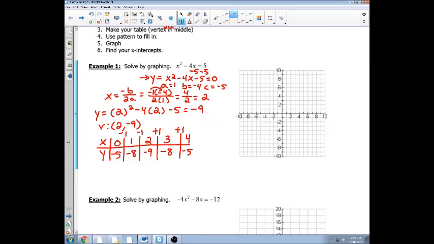Now this is where we're going to get a little bit different. Everything so far has been exactly what we did in our previous unit. Now what I need to do though is to find what x will make my y equal to 0. That will tell me what my x-intercepts are.